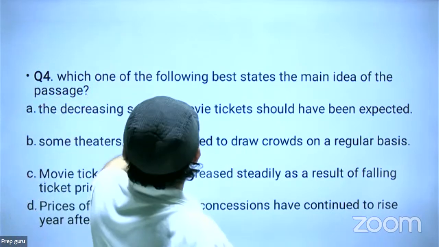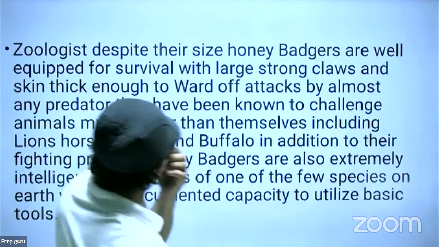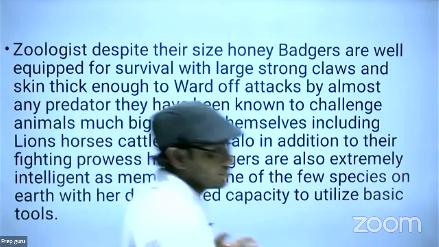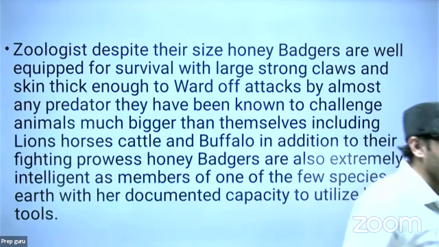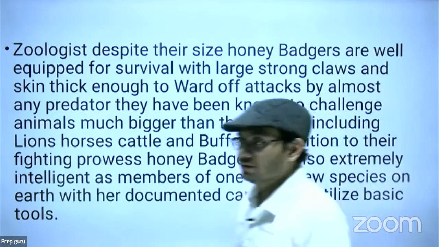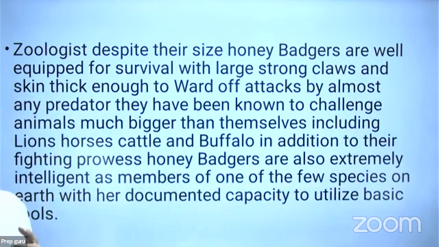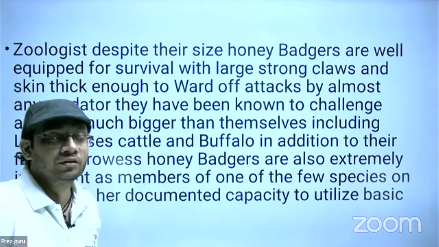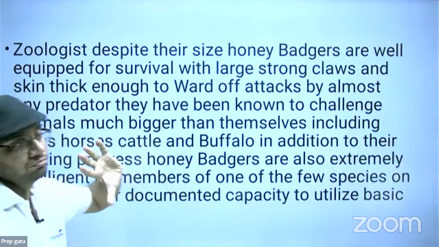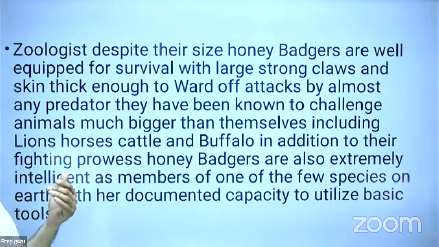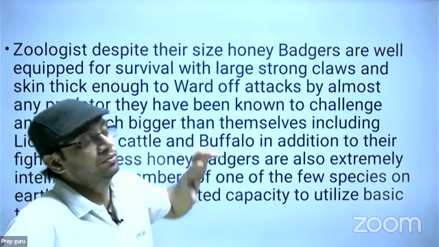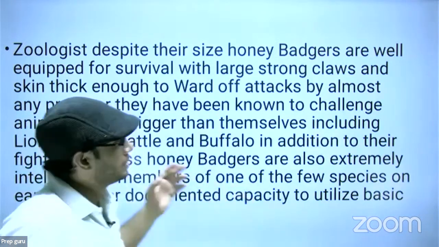Now, if you see this one, it is saying zoologists, despite their size, honey badgers. Do you know honey badgers? What is a honey badger? Honey badger is a kind of animal which is very smart to fight, or you can say to defend itself, right? Any predator, even a lion or a snake, cannot kill it, right? He is very clever also.